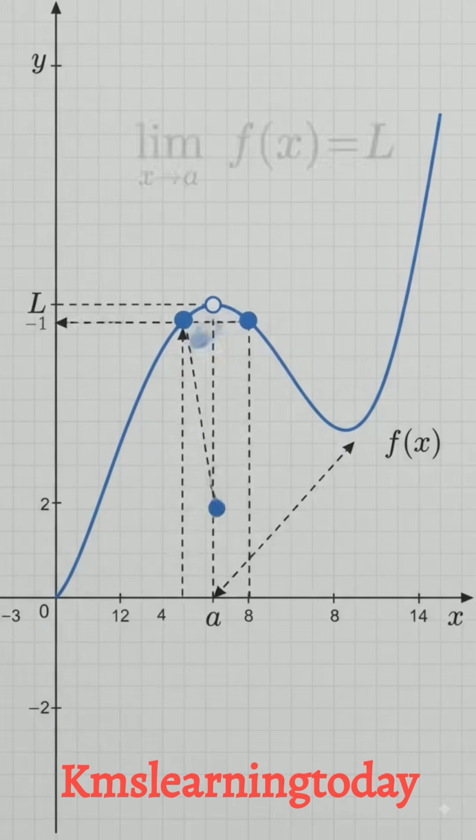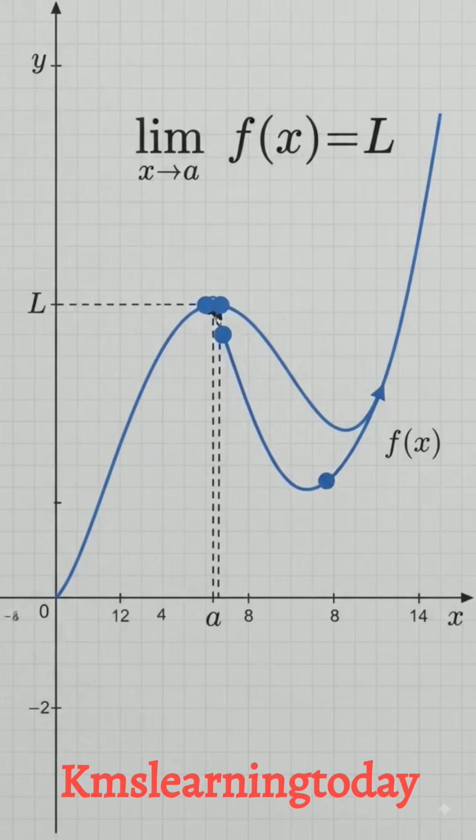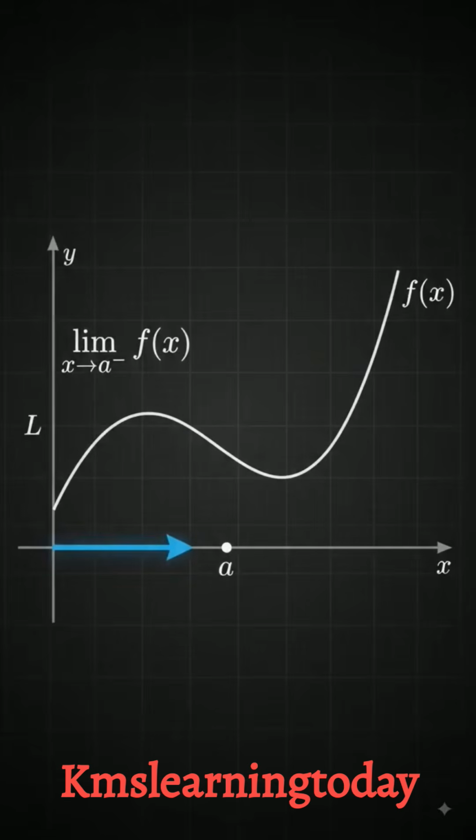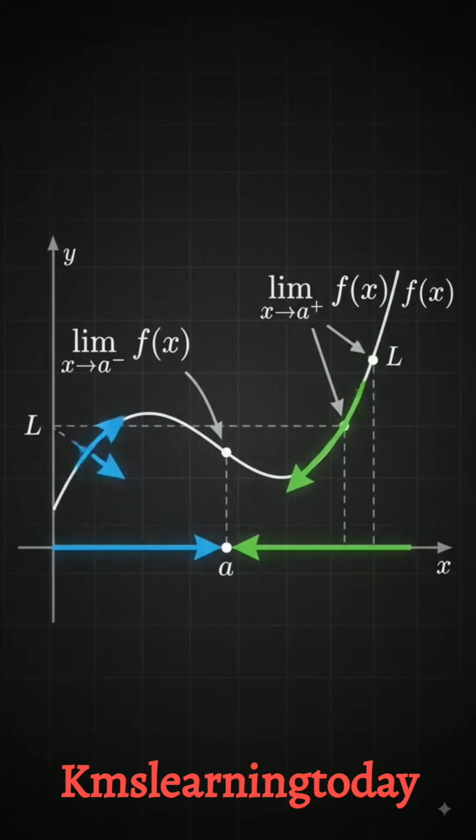If the function approaches the same value L from both the left and right sides, we say the limit exists and equals L. We can approach a from the left or from the right. These are called the left-hand limit and the right-hand limit. The two must be equal for the ordinary limit to exist.